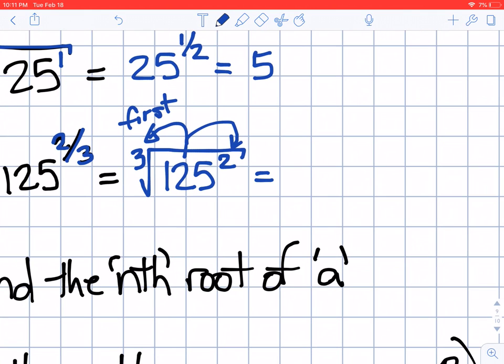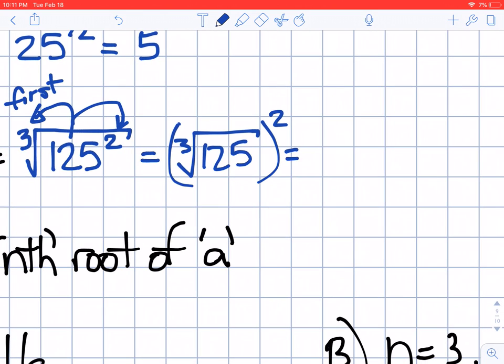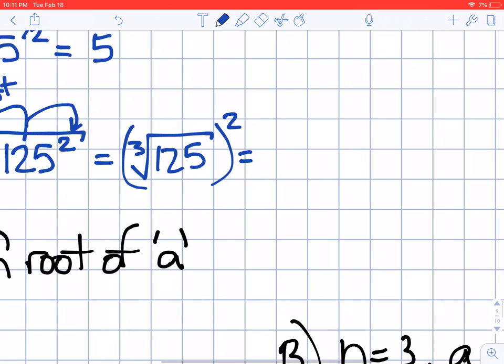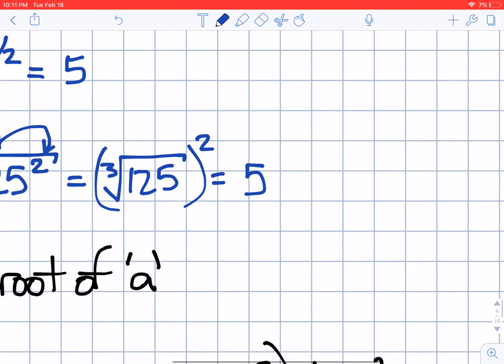Okay? So the problem as I'm going to do it is, what is the cube root of 125? And then I'm going to take that whole thing to the second power. All right, what number times itself 3 times is 125? That is 5. You may have seen that previously in the reminder that I did. 5 times 5 times 5 is 125.